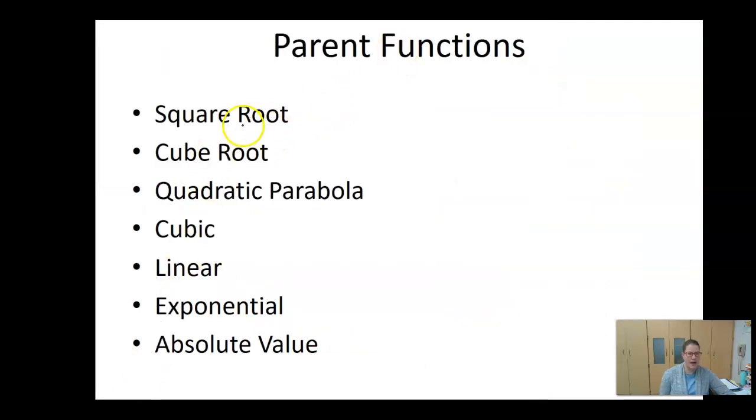So we have square root functions. Remember the most basic one is just square root of x. We have cube root, which is just cube root of x. Quadratic would be x squared. Cubic is x cubed. Linear is just x to the first power. Exponential is a base number raised to the power of x. And absolute value is the absolute value of x. So these are the parent functions.